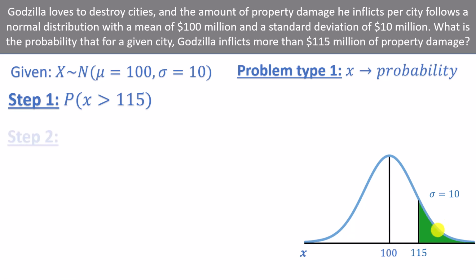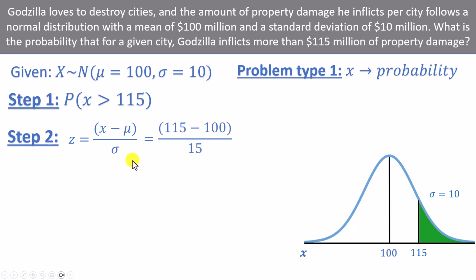Step 2 is to go ahead and find the z-score. So here's the z-score formula. The z-score tells us to take the x value from our probability statement, subtract the mean, and then divide by the standard deviation. We have all those numbers, so we can just plug into that formula. The 115 is the number from our probability statement. The 100 is the mean, which we have right here as well as up here, and then the standard deviation is 15. If you type this into your calculator, you should get 1.5 as your z-score. That really means that $115 million is 1.5 standard deviations above the mean for this variable.